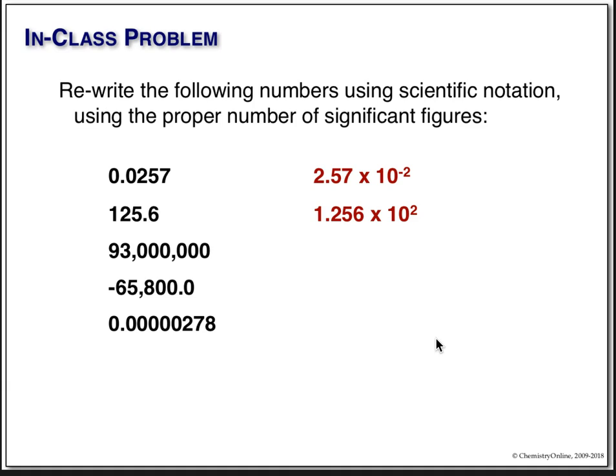$93 million. No decimal point, so all the trailing zeros go away. We're left just with 9.3. We're going to the left, 1, 2, 3, 4, 5, 6, 7, so it's a 10 to the 7th.